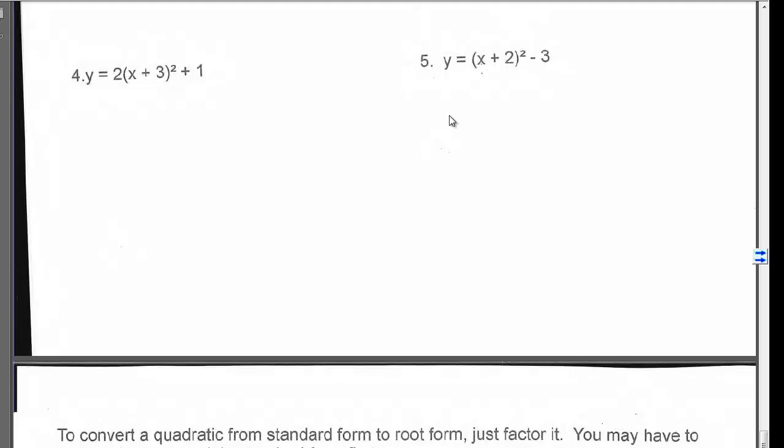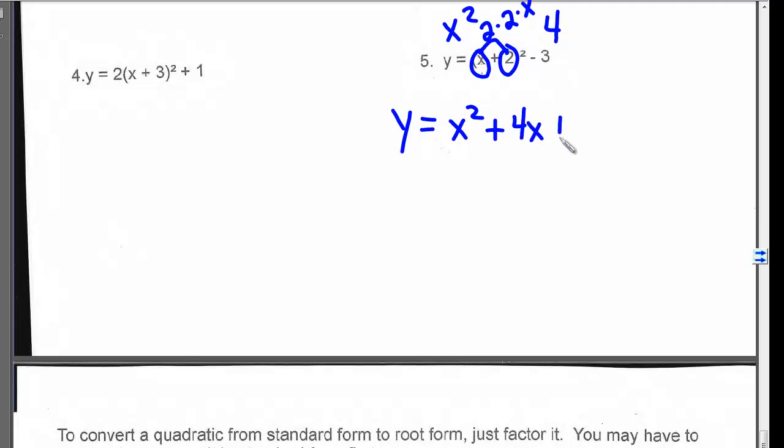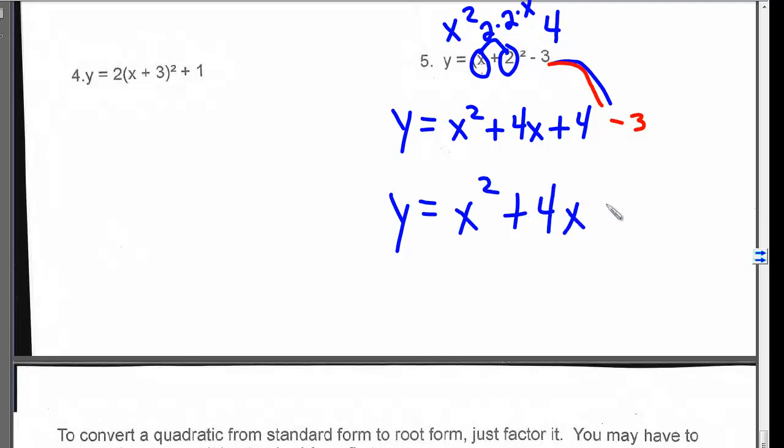Last question, number 5. y equals (x plus 2) squared minus 3. Again, this is a perfect square trinomial because if we multiply this together twice, we can use that pattern. So this is x squared. The 2 squared is 4. And the middle term is 2 times 2 times x. So what I have is y equals x squared plus 4x plus 4. And I still have a minus 3 I want to bring down. Combining like terms, we have y equals x squared plus 4x plus 1.